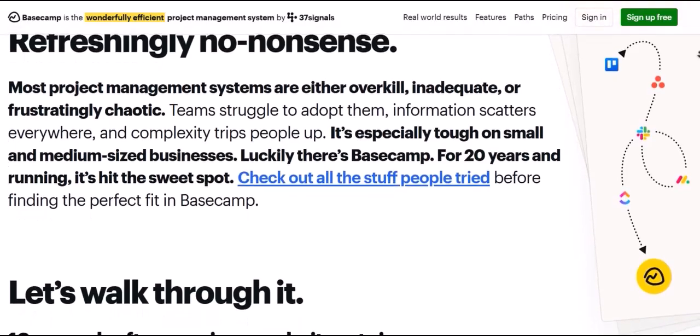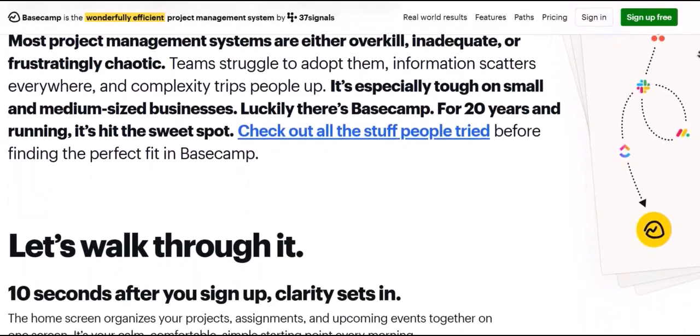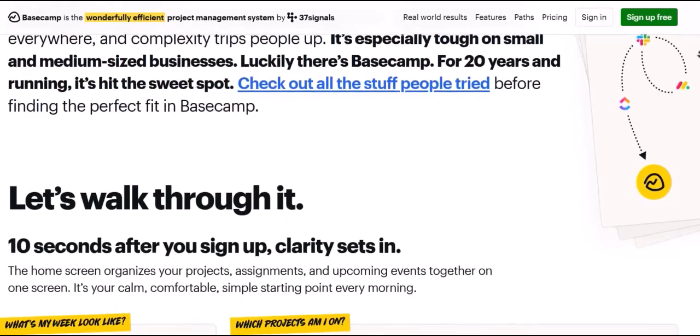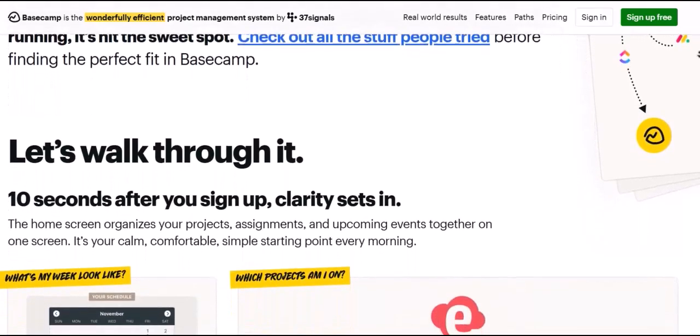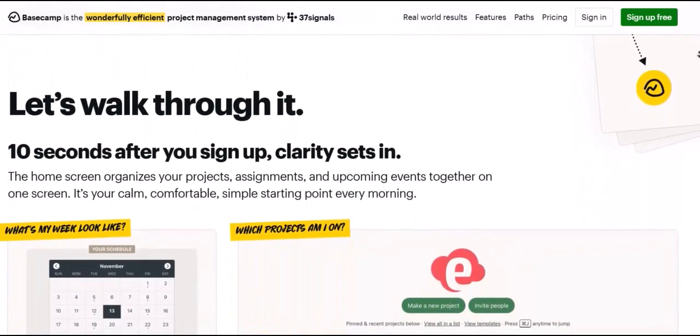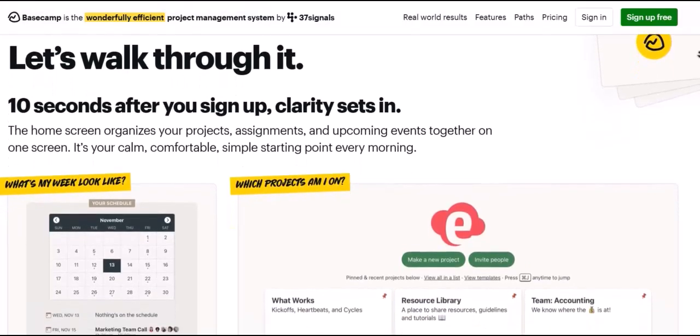Understanding the capabilities of your project management tool in this regard is crucial for maintaining clarity and efficiency. So, let's delve into the heart of this question and explore the possibilities within Basecamp.